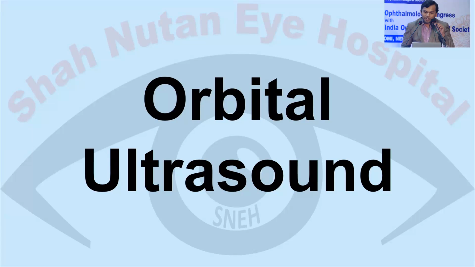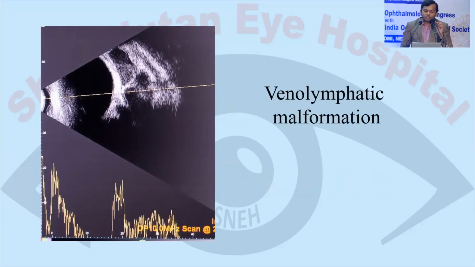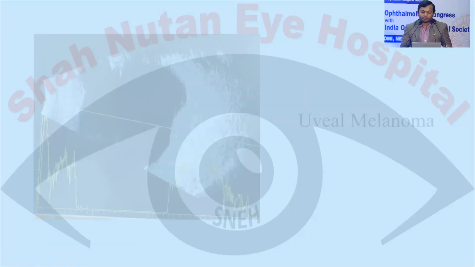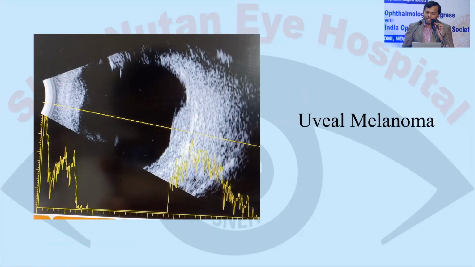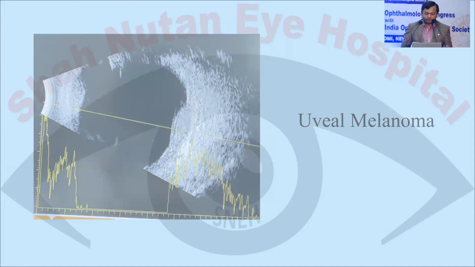Now we have just a brief look at orbital ultrasound. As ma'am had already shown a similar case, orbital ultrasound is very good for venolymphatic malformations. Here we see multicystic lobulated lesions with fluid levels. So this was a hemorrhage inside the venous malformation, venolymphatic malformation. And it is another important modality for intraocular tumors like uveal melanoma, where we see a very distinct appearance. Sometimes it may break through the retina and we can see the mushroom-like appearance of the melanomas.